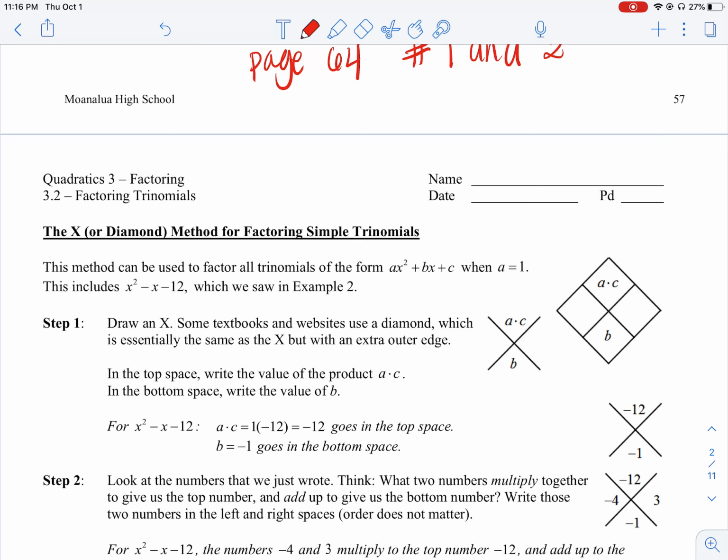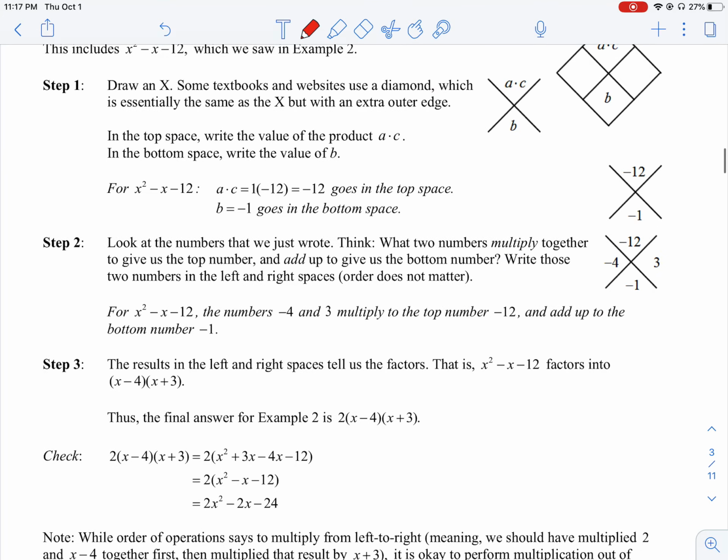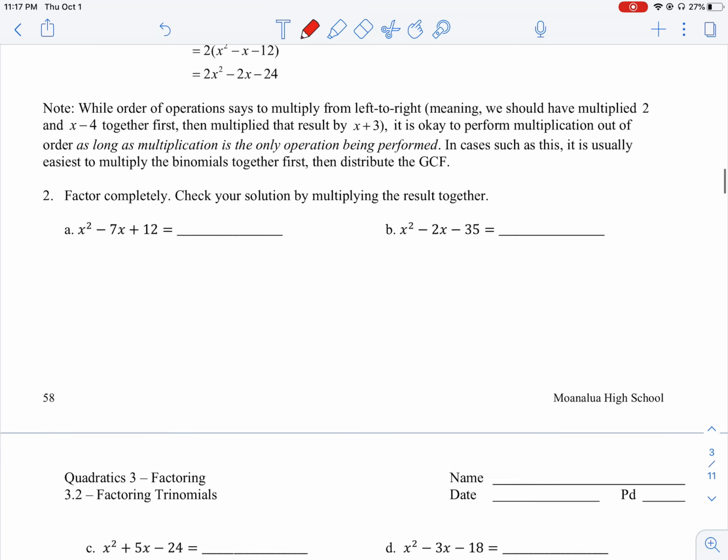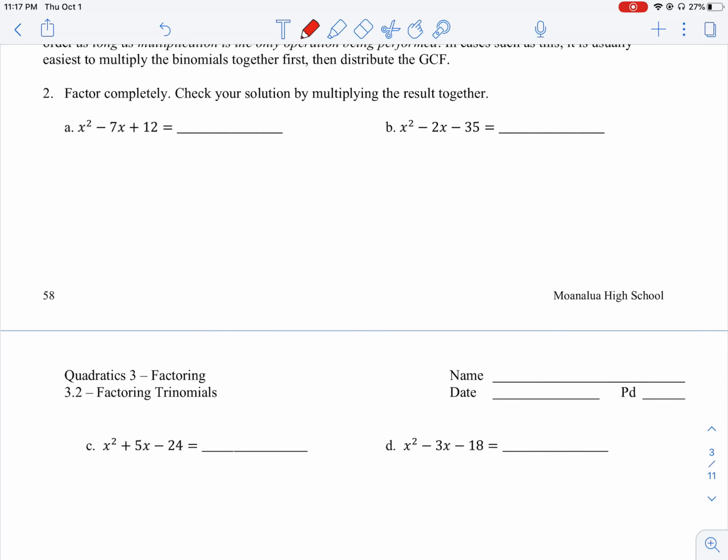Okay, now I'm going to have to go over here. I'm going to skip some more. We have here, we're going to have to factor completely. Example number 2: you have to factor completely and check your solution by multiplying the result together.